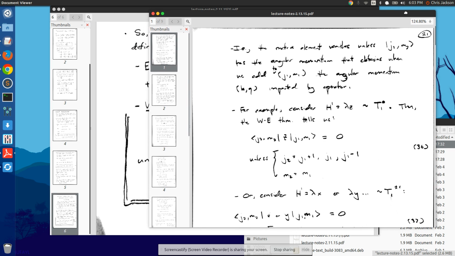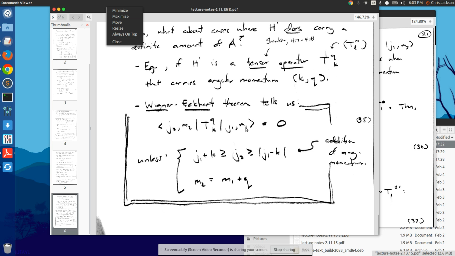Okay, so we had left off with this statement of the Wigner-Eckhart theorem, which tells us that these matrix elements are zero unless J2 is between J1 minus K and J1 plus K, right? So that's the addition of angular momentum, basically. This thing is imparting some angular momentum onto this state, and the resulting bra with this resulting ket would be zero unless these conditions are met. So this guy is carrying K angular momentum, and Q would correspond to the LZ quantum number.